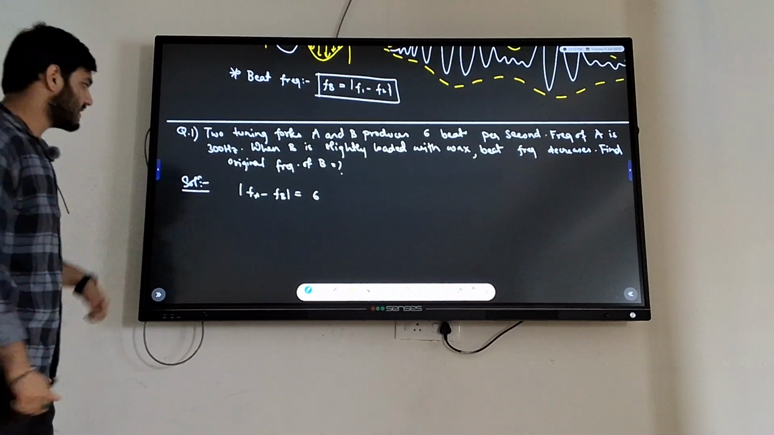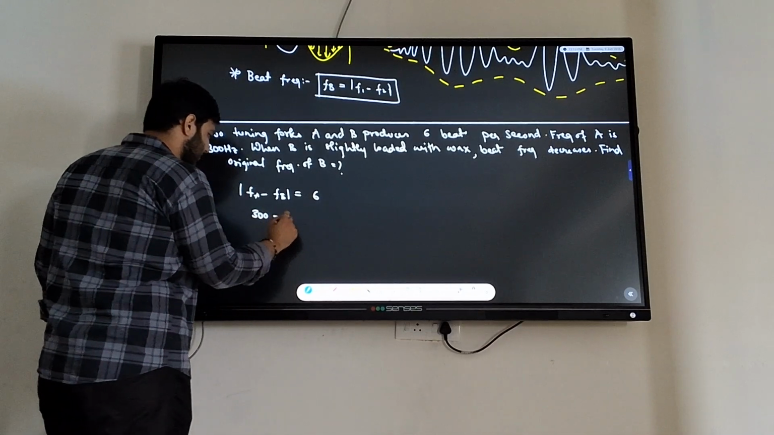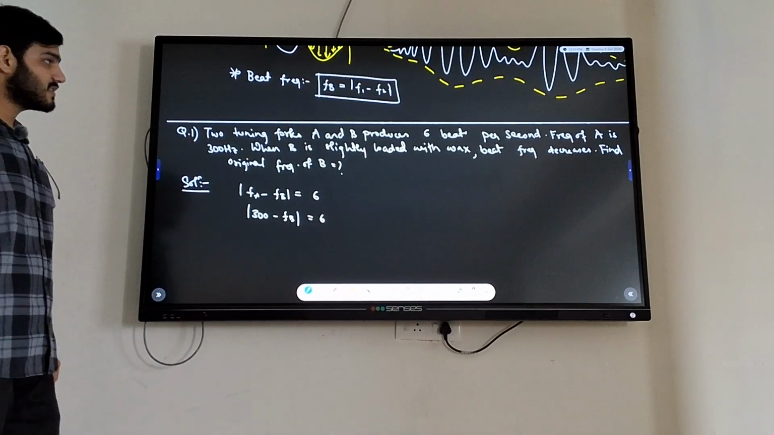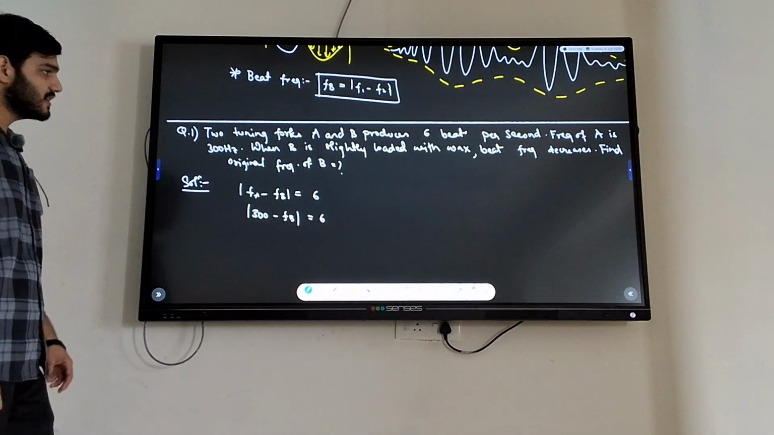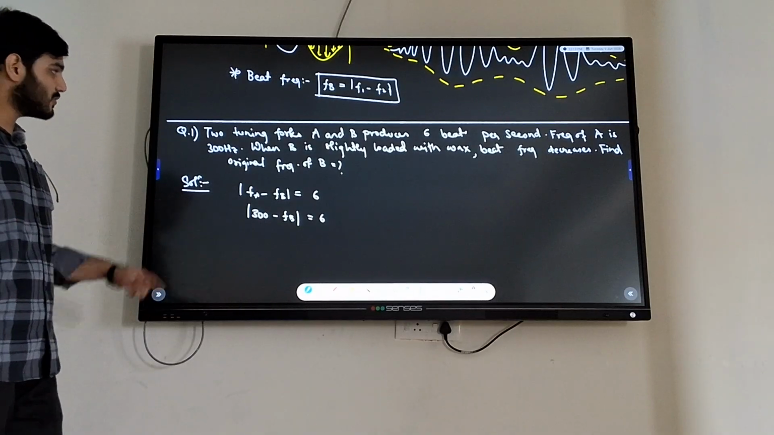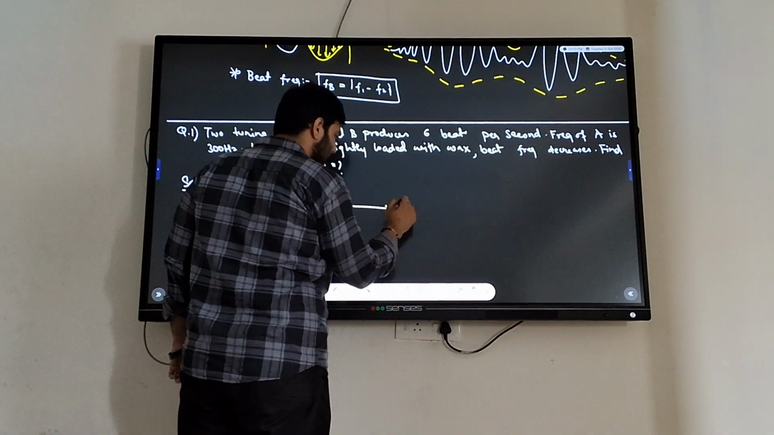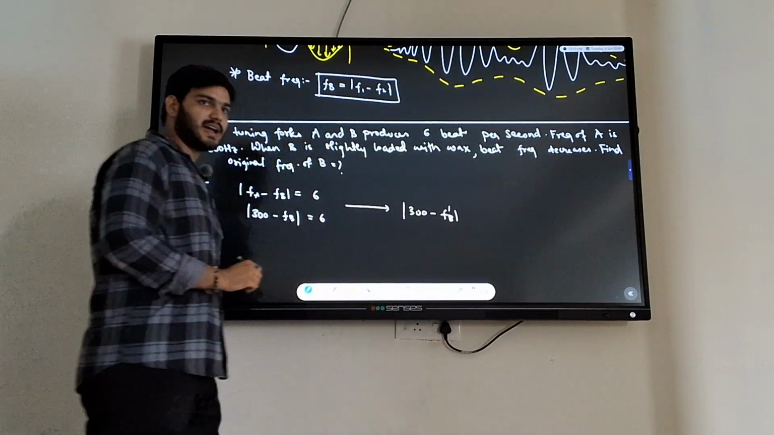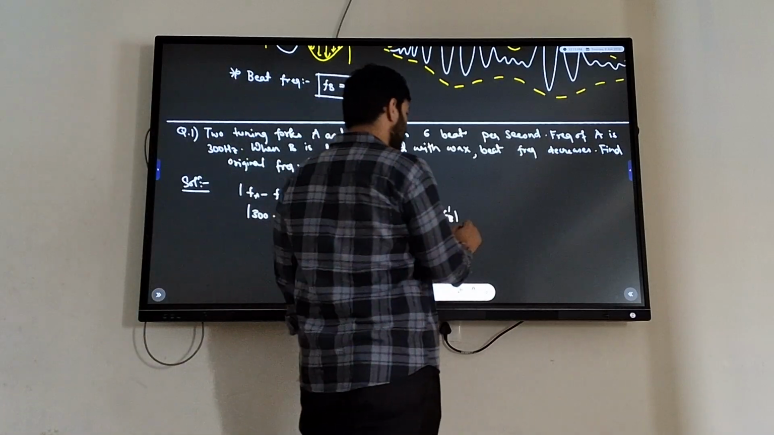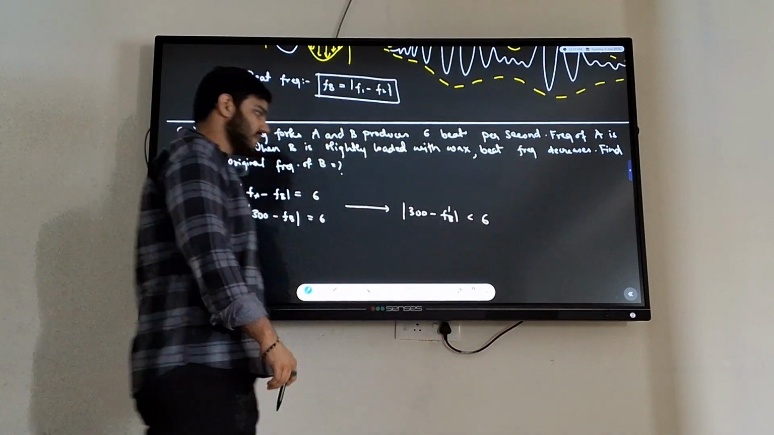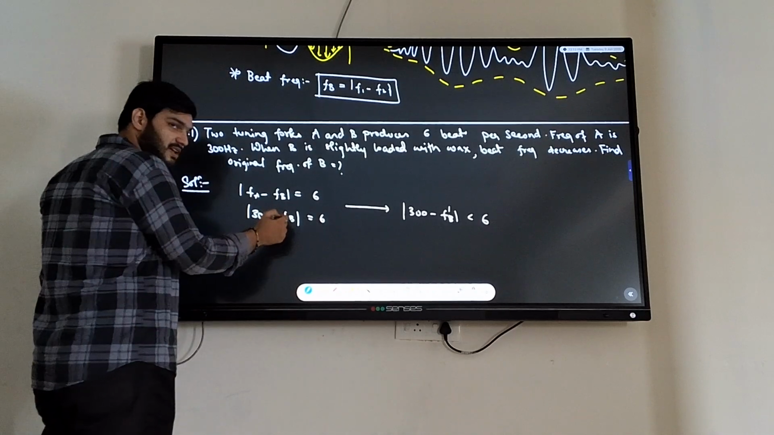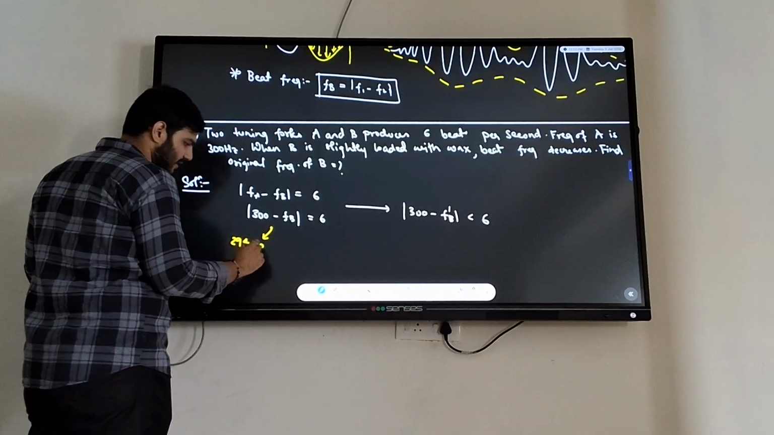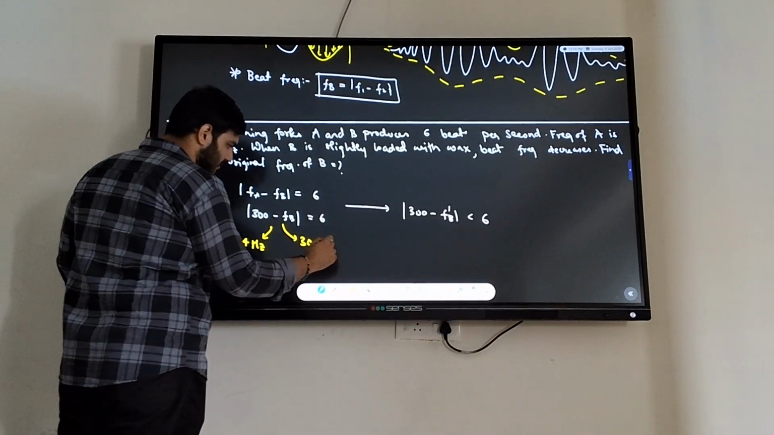Frequency of A is 300 Hertz. So this is 300 minus FB is equal to 6. When B is slightly waxed, the beat frequency decreases. Okay? The beat frequency decreases, then find the original beat frequency. So after waxing, you will get some kind of 300 minus FB dash. I will call it dash after the waxing, and this is going to be less than 6. This we know. What are the possible values of FB that can come out of it? 294 Hertz and 306 Hertz.